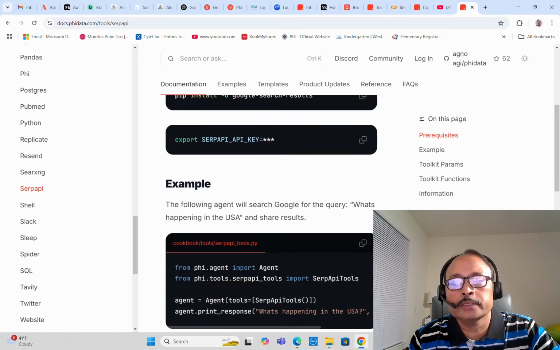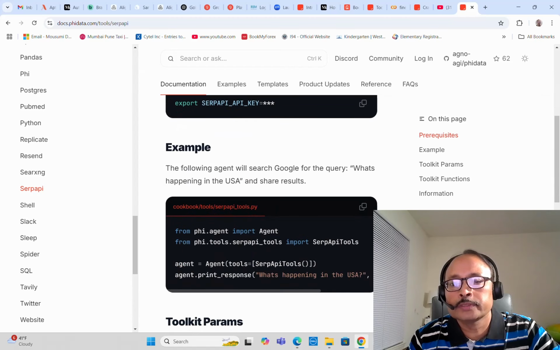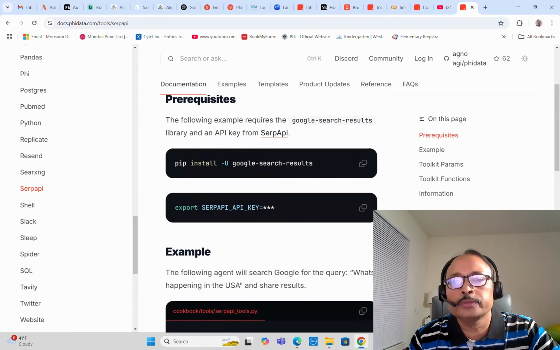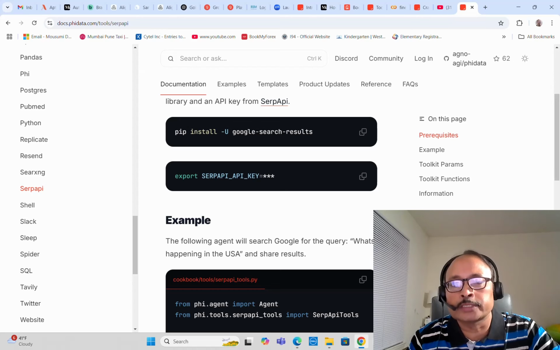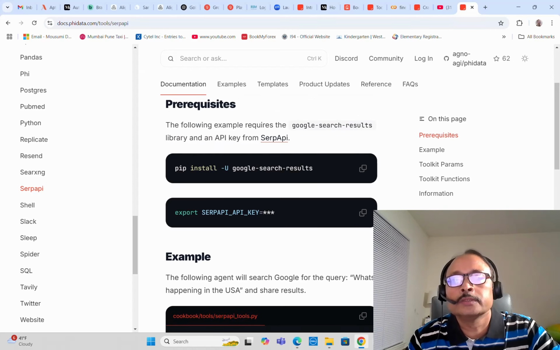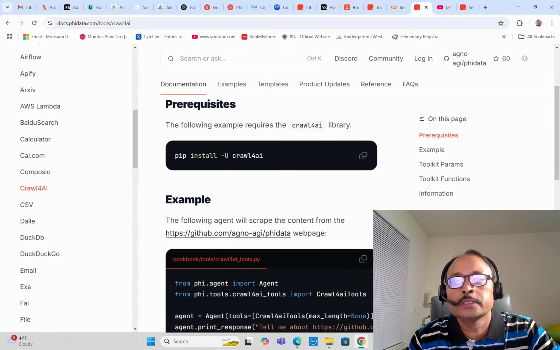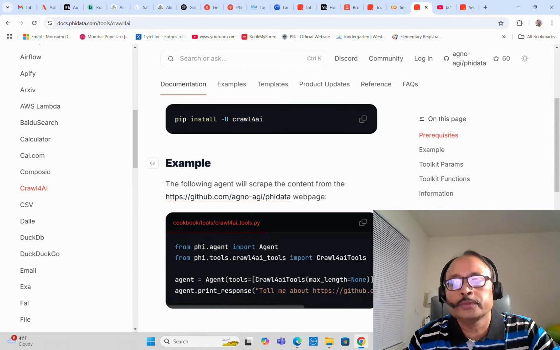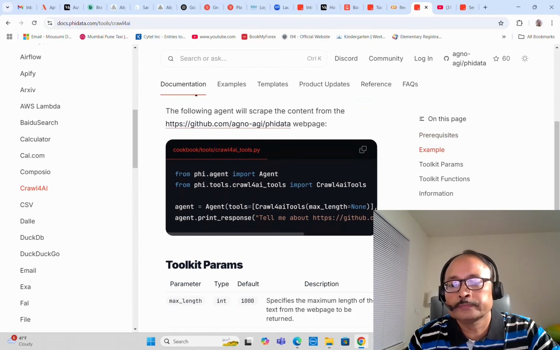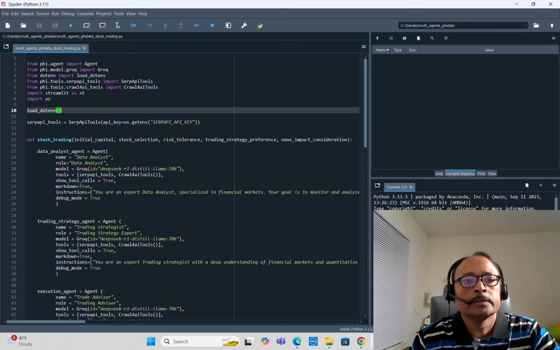For SerpApiTools, you have to pip install google-search-results. You have to install this library, and also you need to sign up and get the SerpAPI API key. Similarly, for Crawl4AI, you also have to install it using pip install crawl4ai. Now coming back to the code.